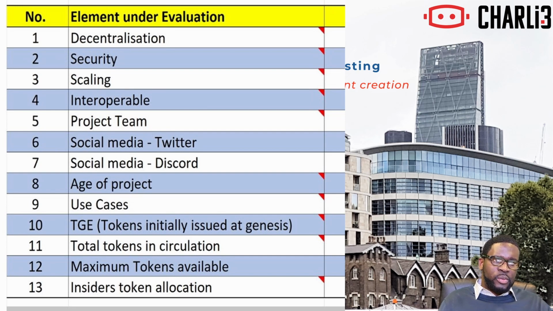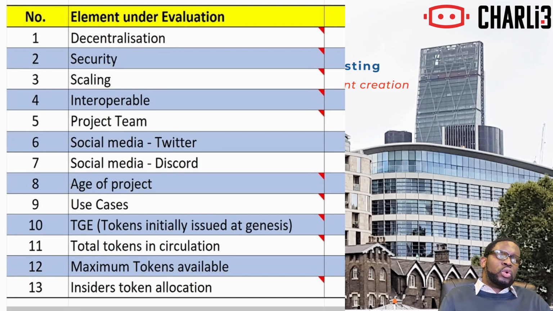We then look at the age of the project. How old is it? As well as the use cases, both for the token as well as any structural or fundamental use cases. We then consider the tokens issued at project launch, tokens in circulation at the point at which we're doing this video, as well as the maximum tokens. Is there a hard cap? Before we look at the tokens that were allocated to insiders.